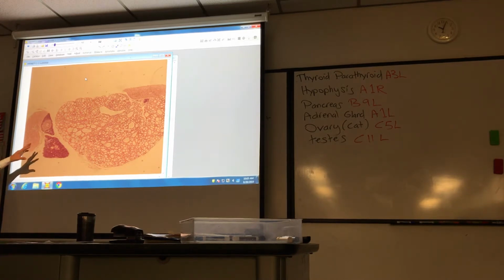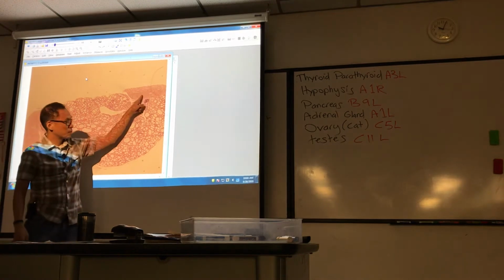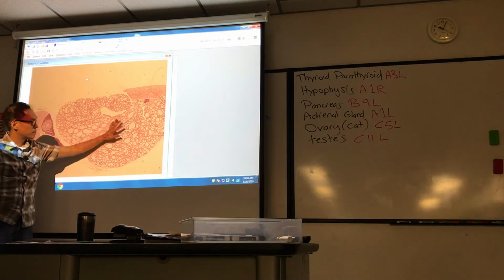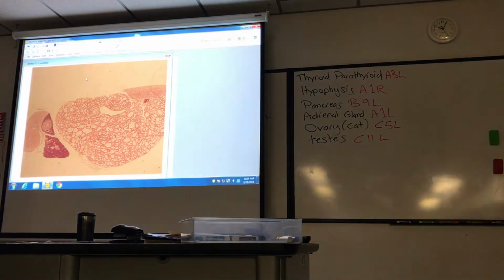Okay, wherever you see, this is a low magnification, and the thyroid and the parathyroid are together on the same slide. What looks like solid, dense, packed cells, dark purple or light purple, here and here is parathyroid, and everything else is thyroid. So this is a low magnification. I already took a picture of it.